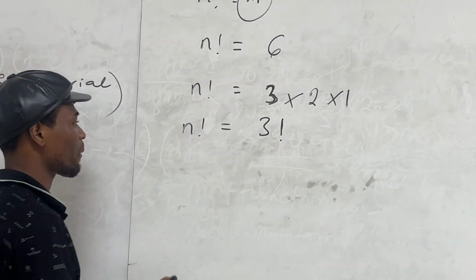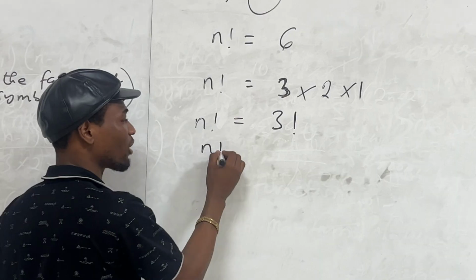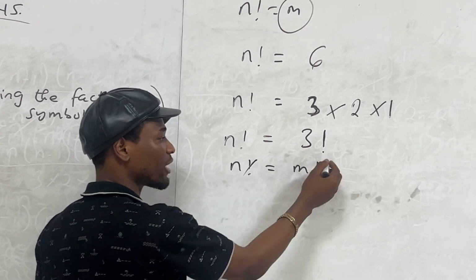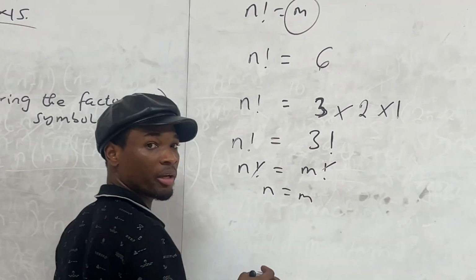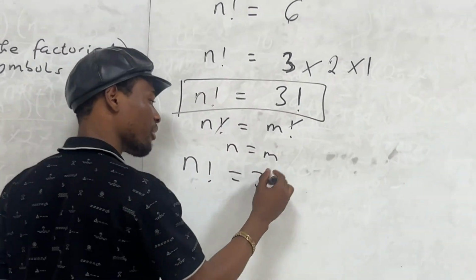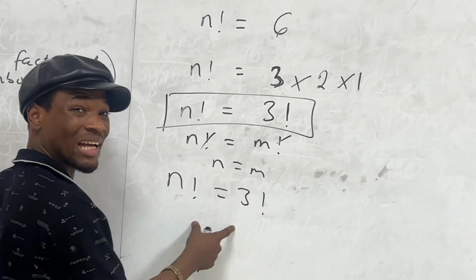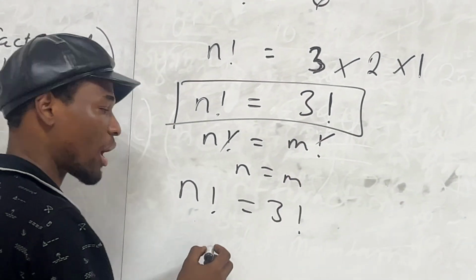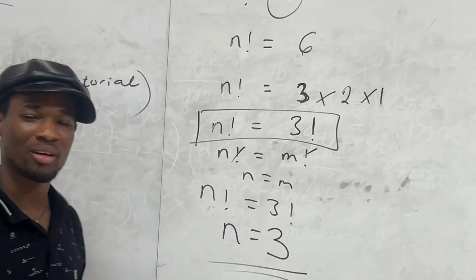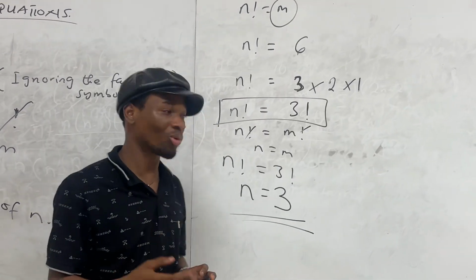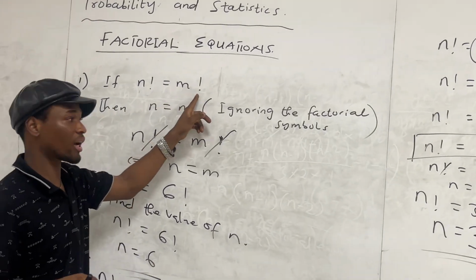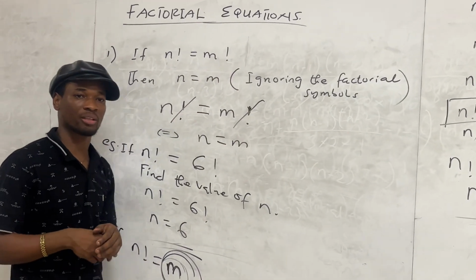Now we have the case where n factorial is equal to m factorial. Since you have factorial on both sides, factorial cancels factorial, so you have n equal to m. By that same analogy, you have n factorial equal to 3 factorial. The factorial signs cancel out, so eventually we have n being equal to 3. As simple as that. That's the whole concept. So we have two cases over here. If you have factorial on both sides, you just ignore the factorial symbols. Finish.